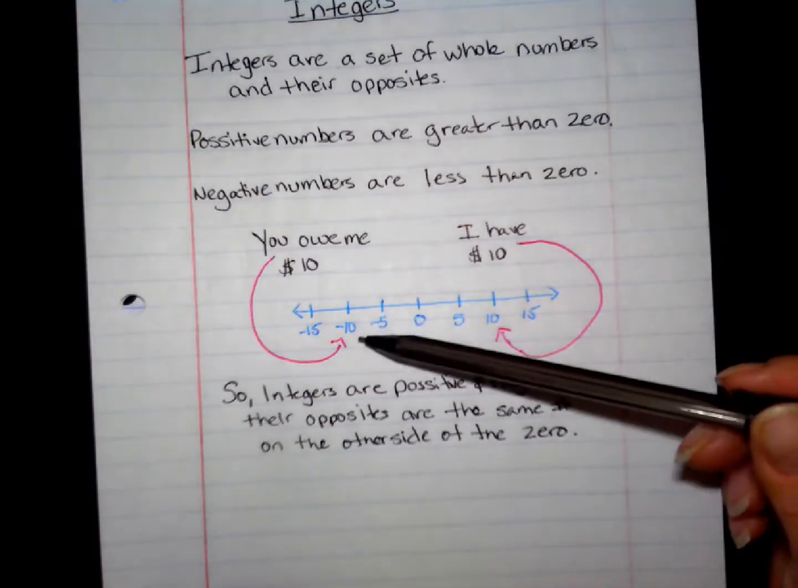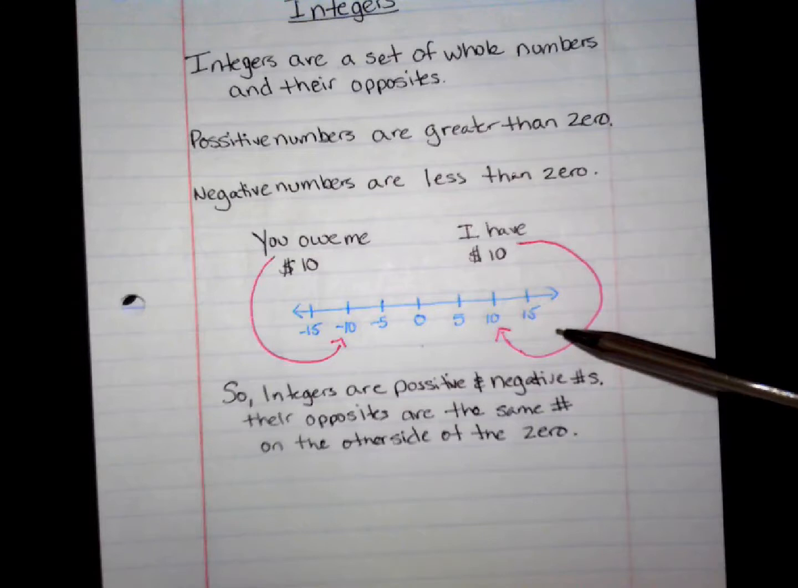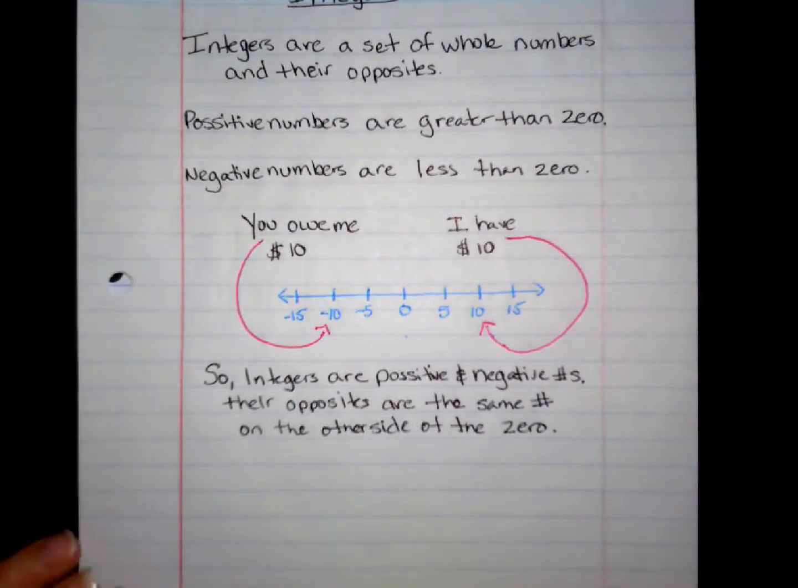So negative 10, the opposite of me having negative $10 is me having $10. The opposite of me having 5 cookies is you having negative 5 cookies. The opposite of me having 1 car would be having negative 1 car. The opposite of being 12 years old would be being negative 12 years old, even though you can't really do that, right?